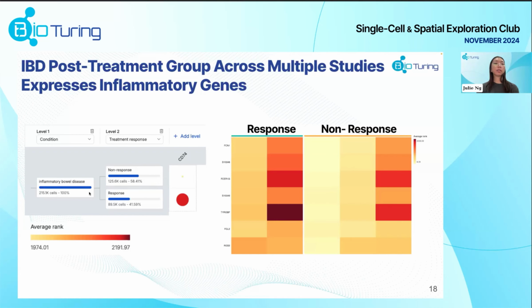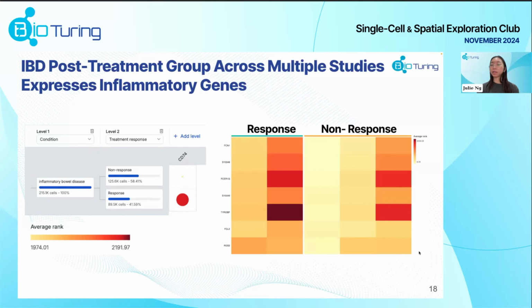So I combined different studies involving just inflammatory bowel disease in general. And then I wanted to compare our non-response and our response groups. And here you can clearly see there's a very high expression of CD74 in the response group compared to the non-response group, right?